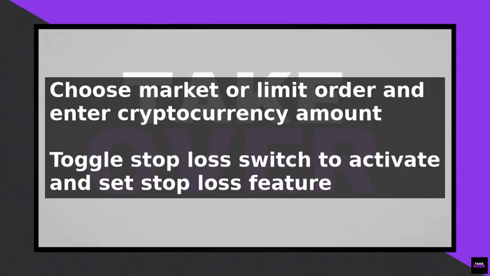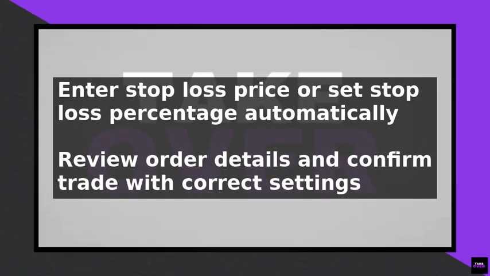Enter the stop loss price, which is the price at which you want to close your position. This price should be lower than the current market price if you are in a long position, and higher than the current market price if you are in a short position. You can also set a stop loss percentage, which will automatically calculate the stop loss price based on a percentage of the current market price.